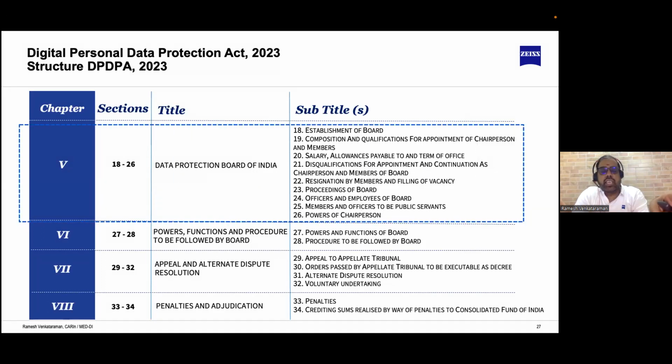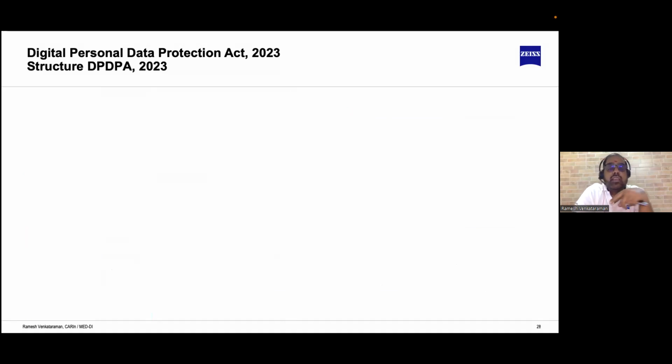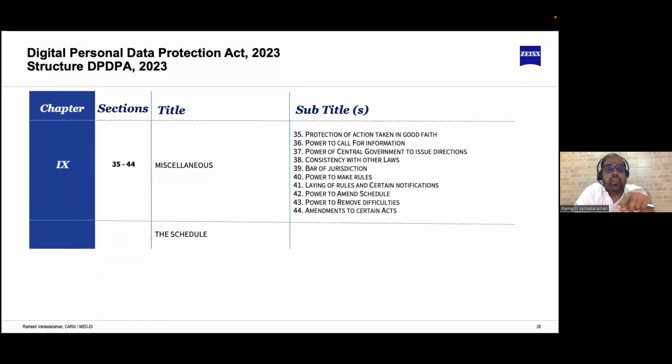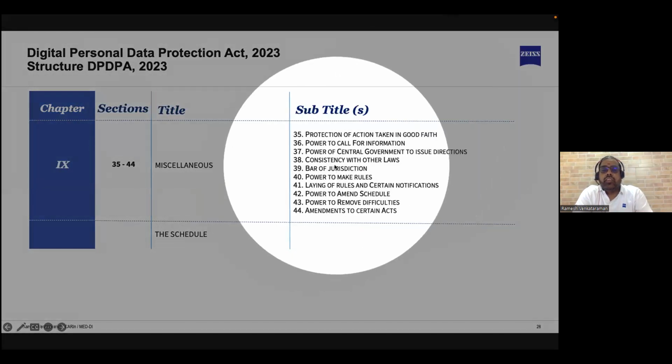So that's why I put here, please be aware of certain concepts of expectations or the ingredients of the Data Protection Board of India. Other things, at this point, we don't have to worry about. Miscellaneous, etc. This is again the power to make rules for the central government and so on, right? We need not worry about it.